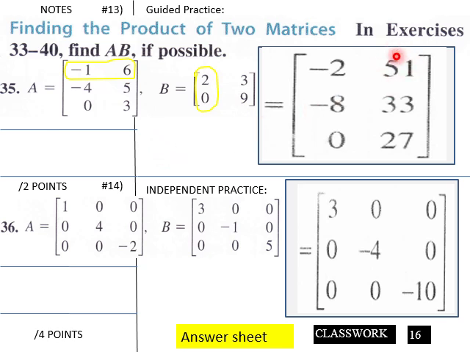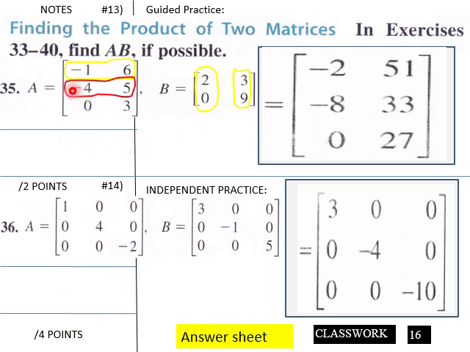Now we need to get 51. How do we get 51? We're going to go negative 1 times 3 is negative 3, plus 6 times 9 would be 54. So 54 minus 3 would be 51. So that's how we got that number there.